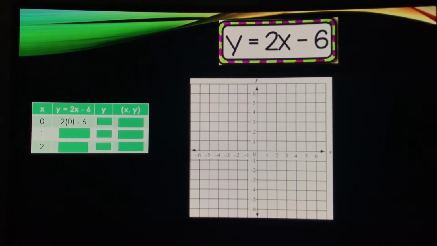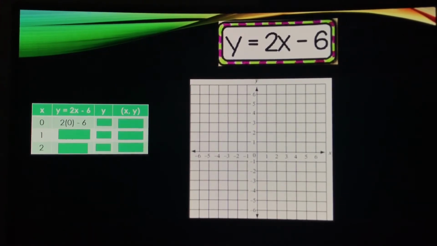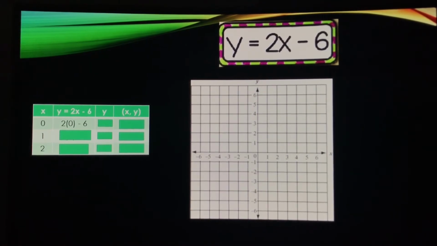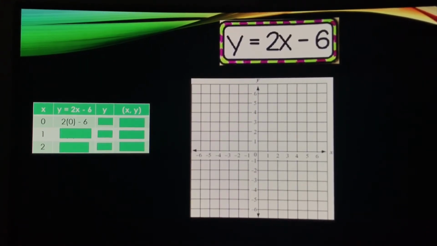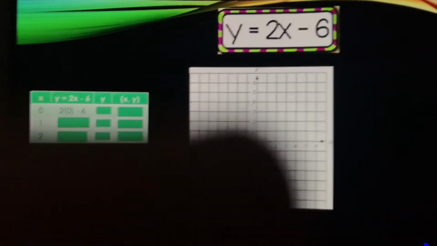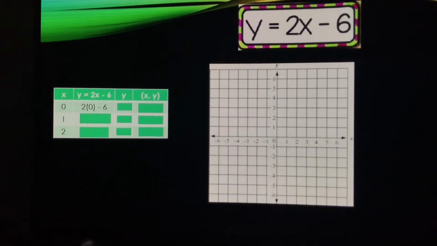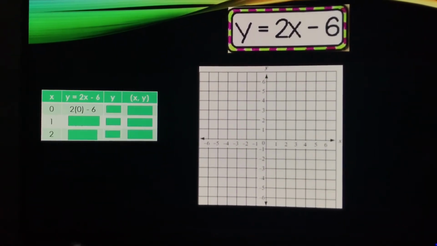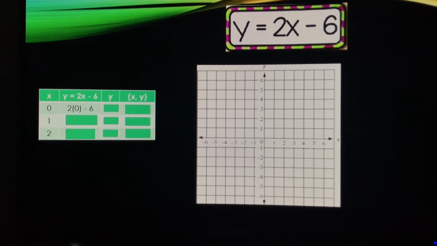Where did I get these numbers from? Well, you can pick them. And the numbers can change based off your equation. Don't go and pick gigantic numbers because it's not going to make it easy to graph. So you want it to be as simple as you can for graphing purposes.